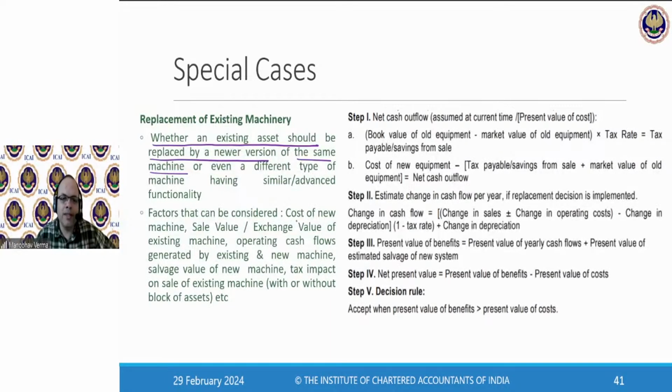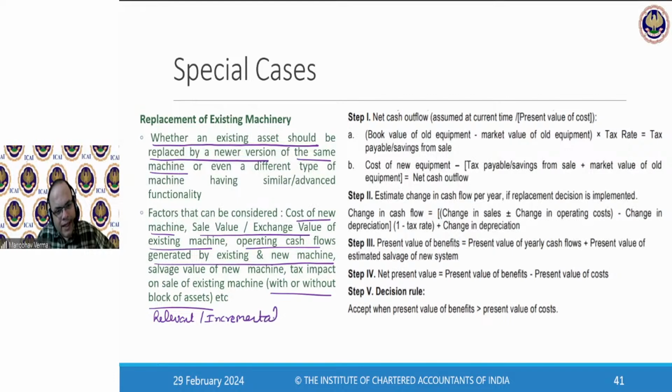So the factors that need to be considered here are obviously the cost of the new machine, the sale value or exchange value of the existing machine, and the operating cash flows generated by the existing and new machine. Also the salvage value of the new machine, and the tax impact of the sale of the existing machine, with or without block of assets. Remember the block of assets I told you yesterday? That means we are considering only relevant or incremental cash flows. We are saying operating cash flows generated by existing and new, so you may want to consider what the differential is, right?